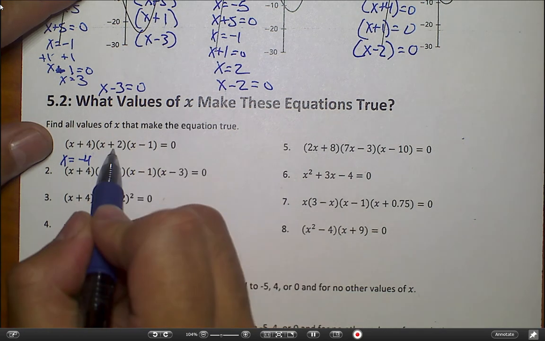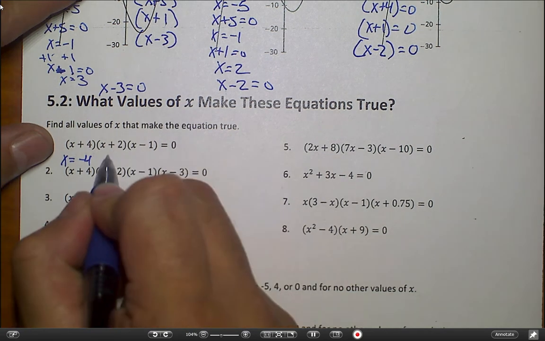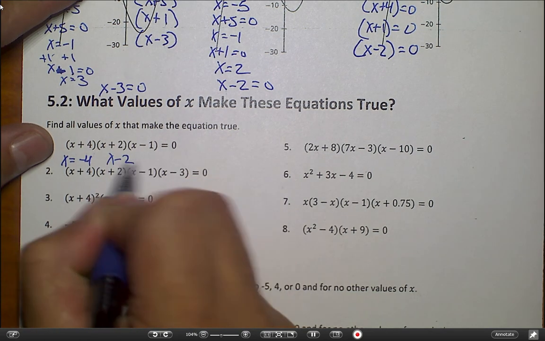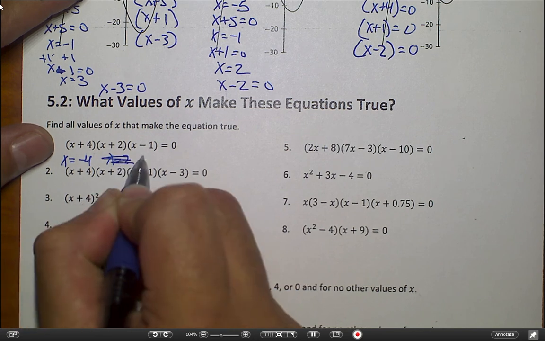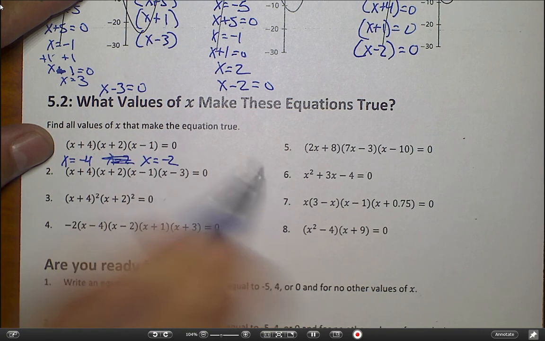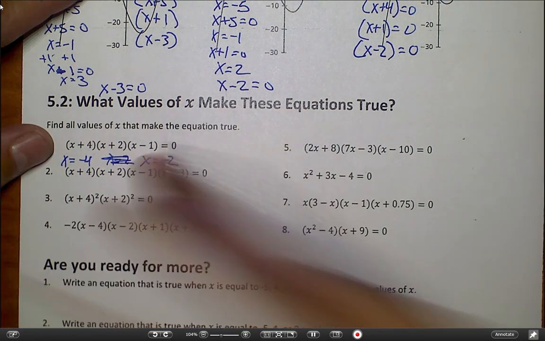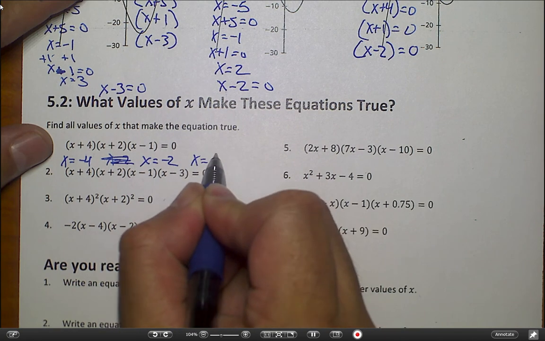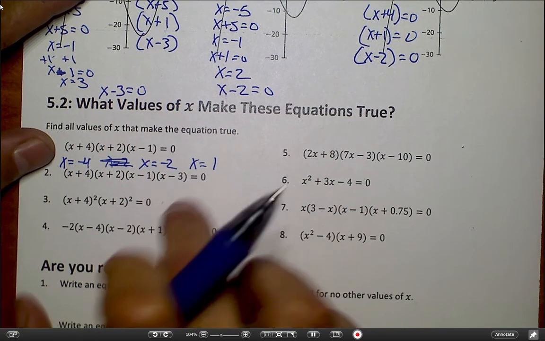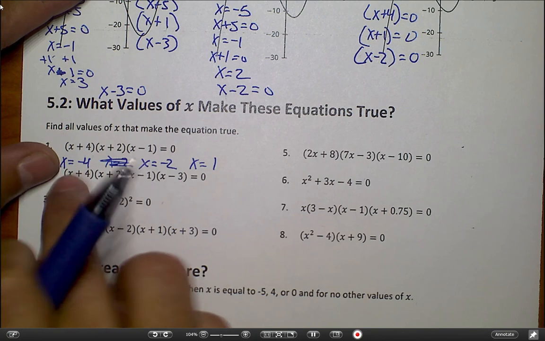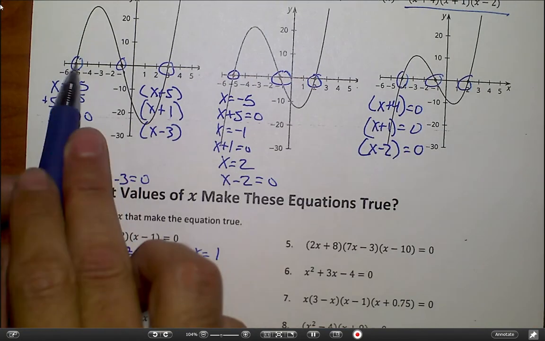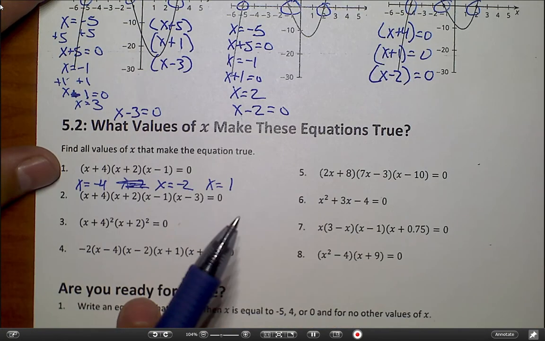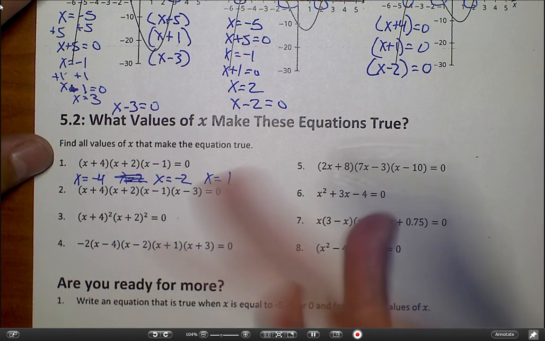So my next one is going to be x minus 2. So x equals negative 2. And what's this one? X equals positive 1. There we go. So if I were to graph these, I would actually put the points on the x-axis there to be able to graph that. And that'd be a start to it.